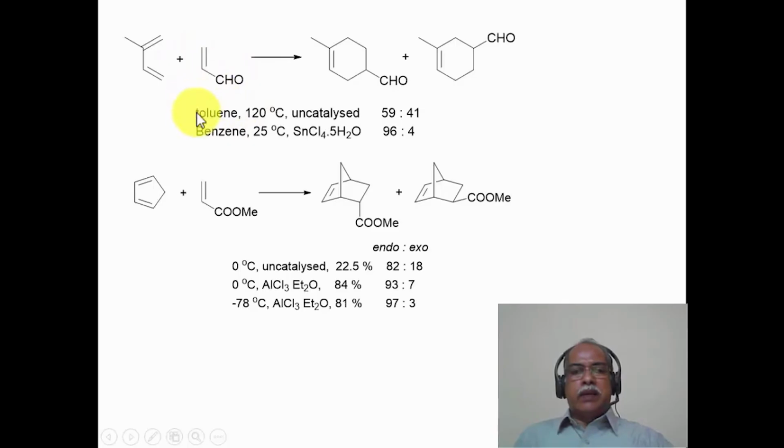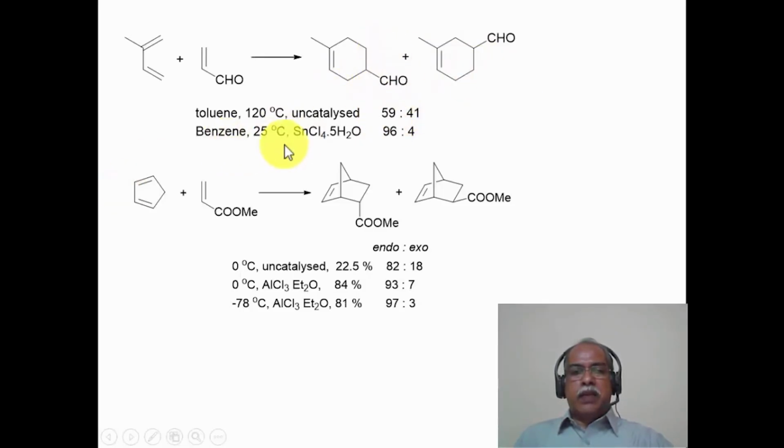Normally, when this reaction is carried out, the uncatalyzed reaction has to be heated in toluene at 120 degrees, and you can see here the meta and para isomers that are the Diels Alder adduct formed are in about 59:41 ratio.